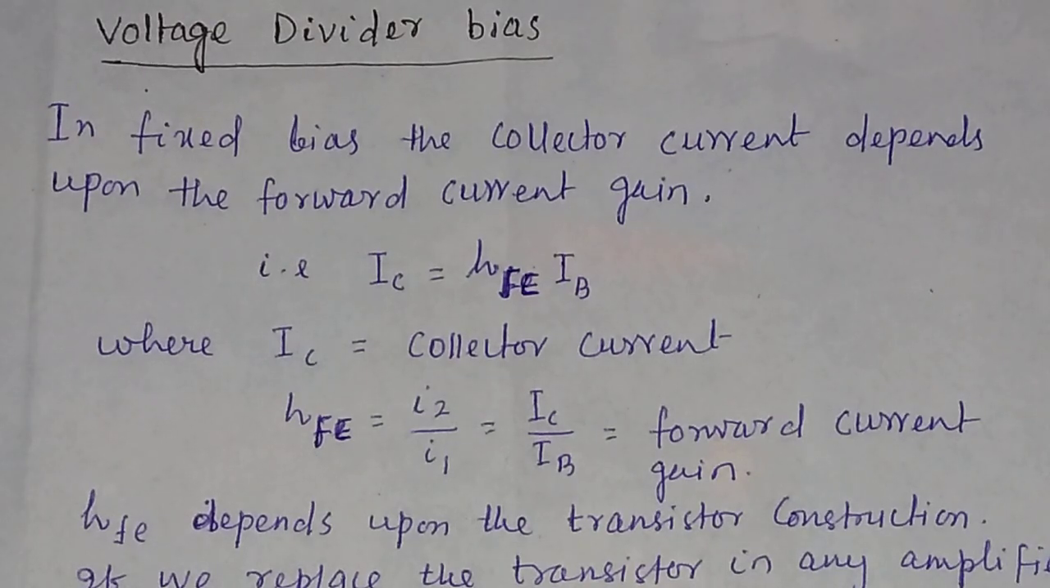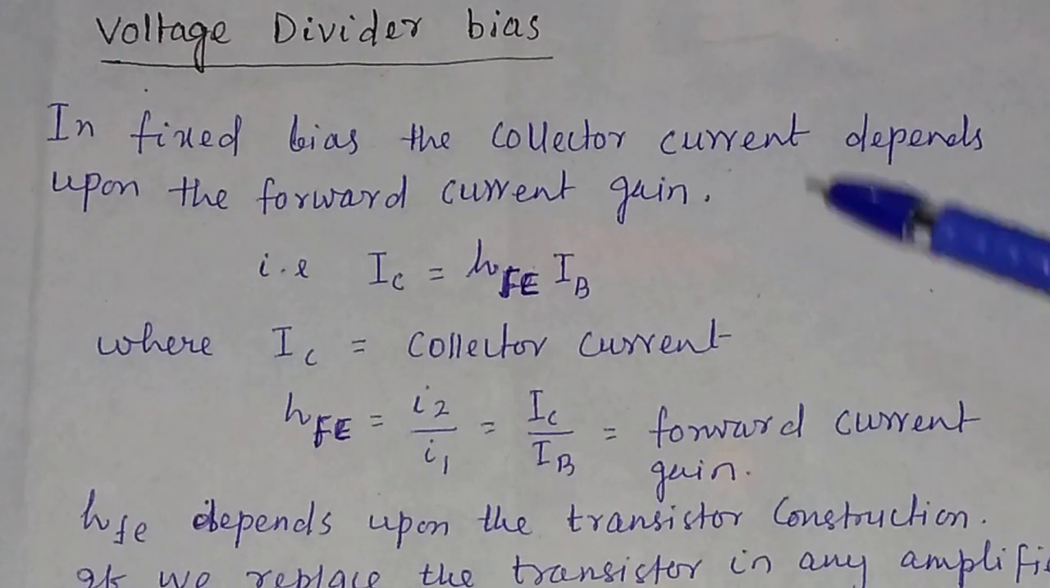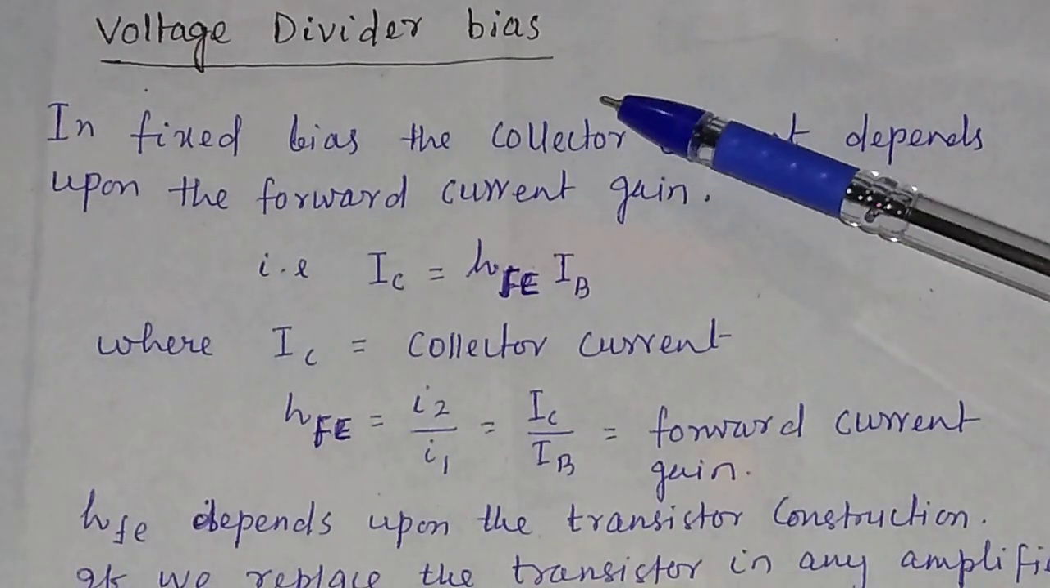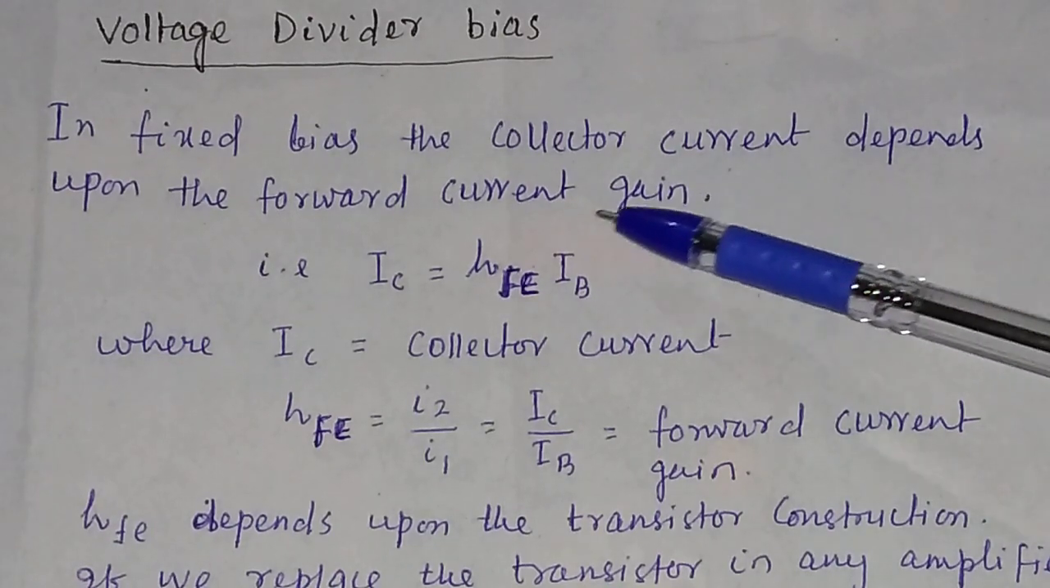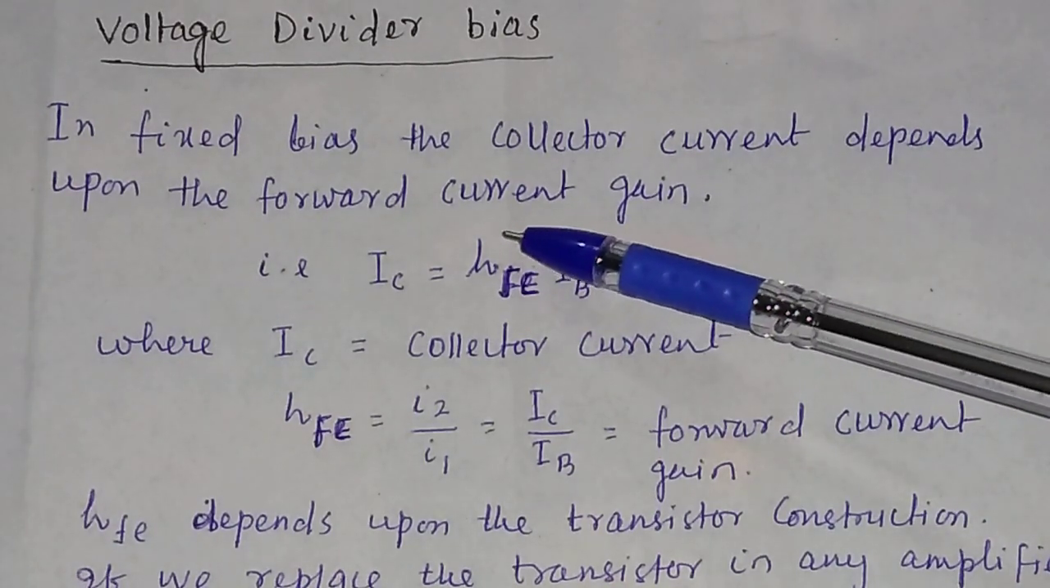In the previous video, we discussed fixed bias. In this video, we will discuss voltage divider bias. In fixed bias, the collector current depends upon the forward current gain.